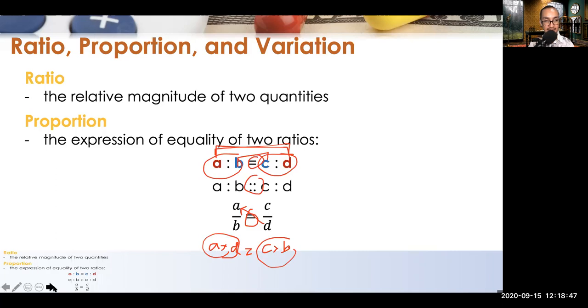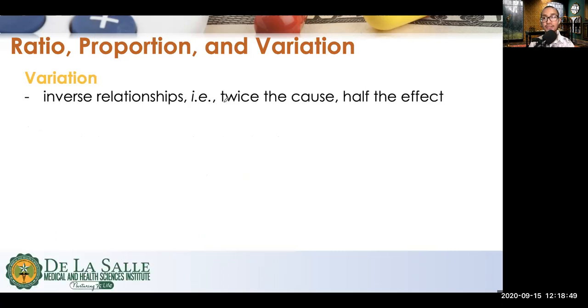And lastly, variation. So variation expresses an inverse relationship. Okay, there are certain things with inverse relationship. For example, pressure and volume. And so meron silang inverse relationship. So ibig sabihin, the greater the pressure, the volume decreases. Okay, or vice versa. The smaller the pressure, the greater will be the volume of a particular gas. Okay, so that's actually a gas law.